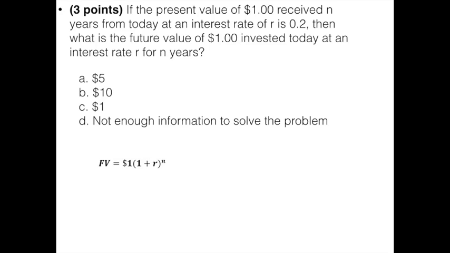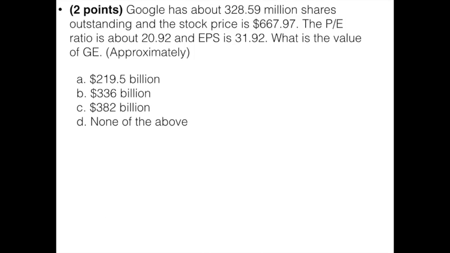Now, what else is given? It is given that the present value of $1 is 0.2. From there you can find what 1 plus r to the power of n is. You can plug it into your future value equation and you get to the answer, which is $5 in this case. Is this problem familiar? It is almost the same. I just give two redundant pieces of information, PE and EPS, but they are irrelevant. The problem is exactly the same as problem number 2 in exam number 1.